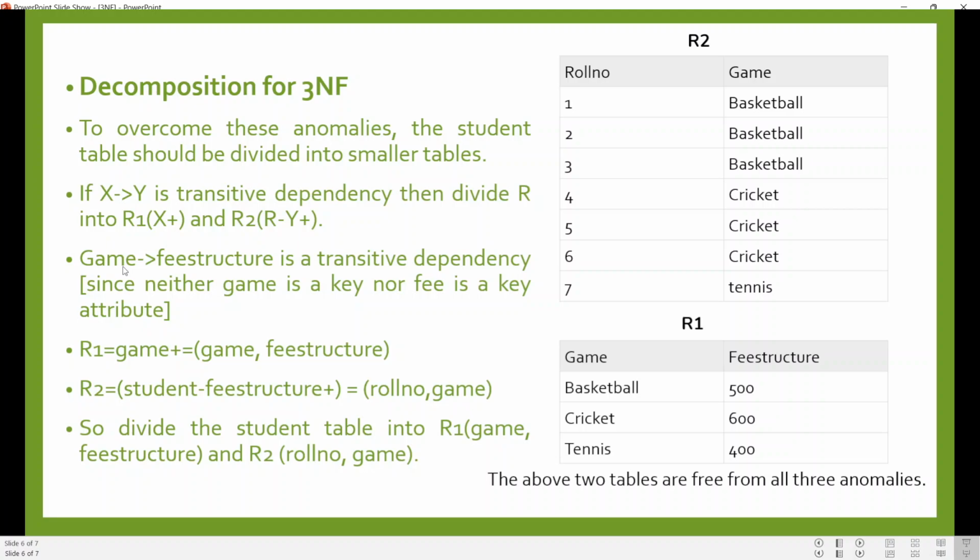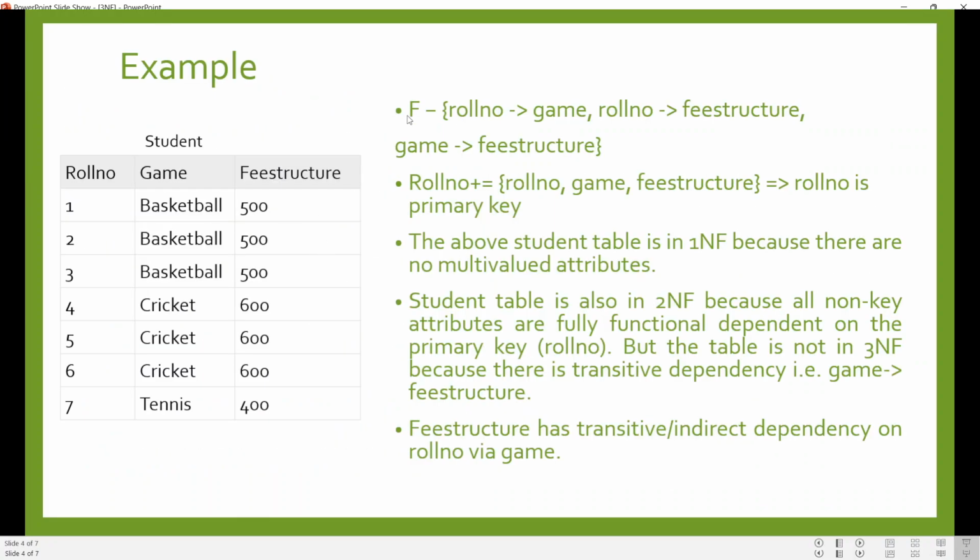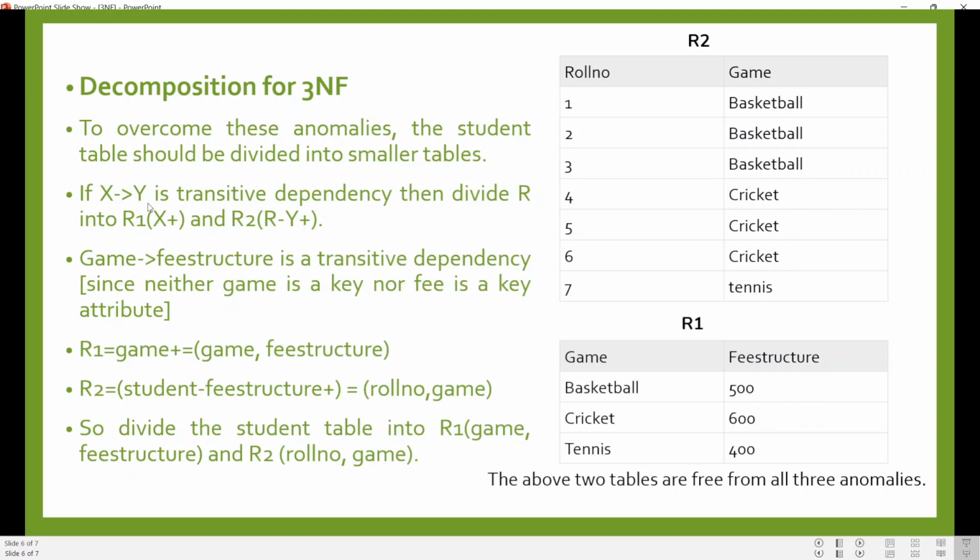So for game closure, we'll go to the original relation and see. When we take the closure of game, the first element will be game itself, and we know that by knowing game we can determine fee structure. That means game closure will be game as well as fee structure. So in the first closure, that is x plus, that is game plus, you are getting the attributes game and fee structure. So the first relation R1 will have the columns game and fee structure.